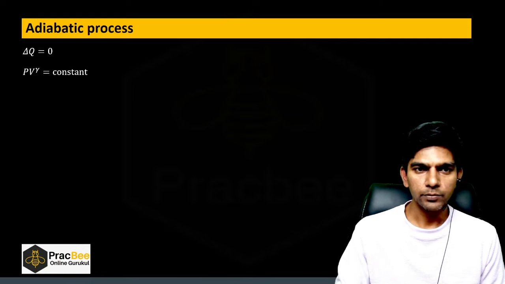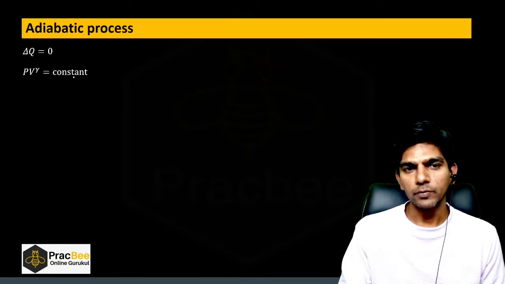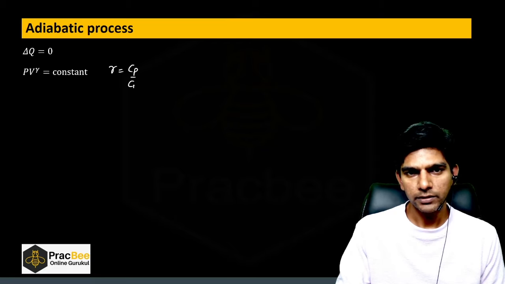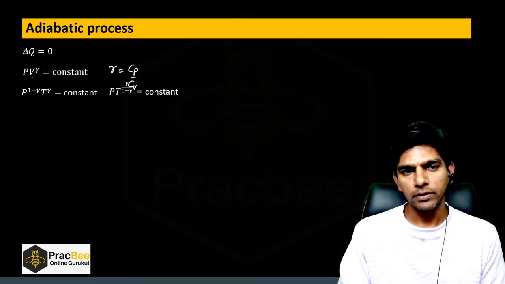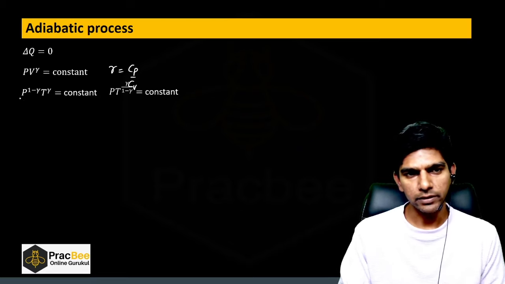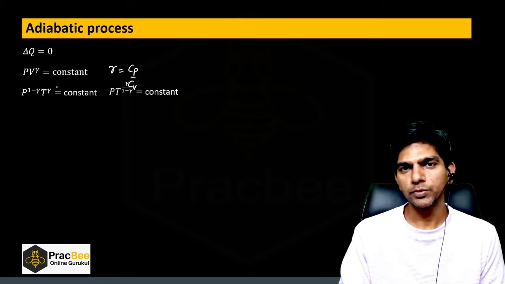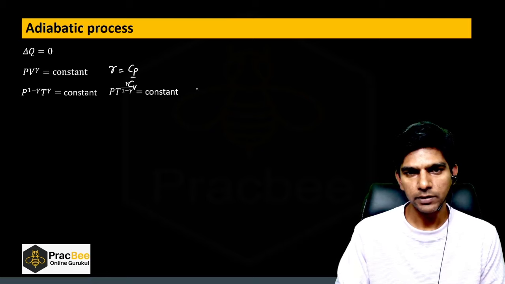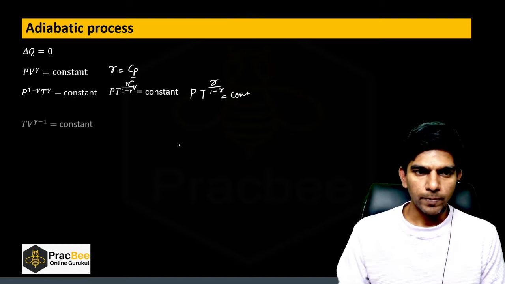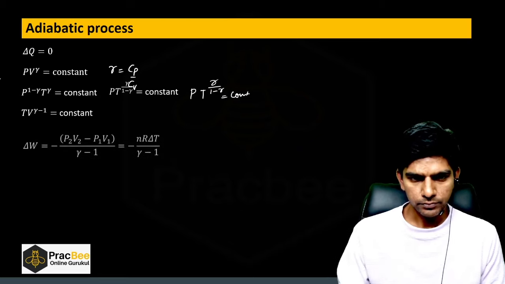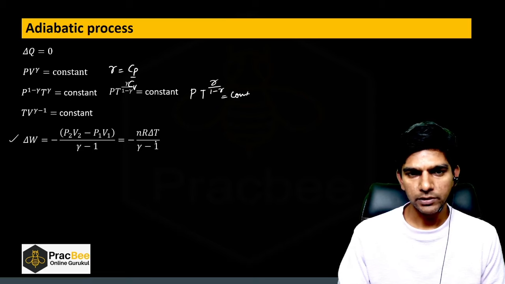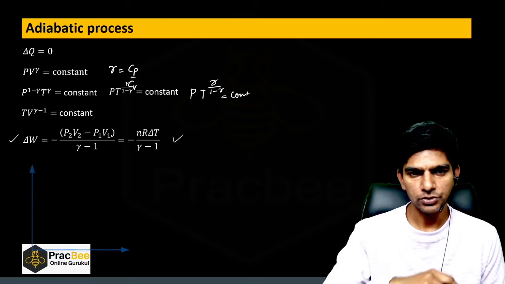And in an adiabatic process, PV raised to power gamma is constant, where gamma is Cp by Cv, right? We can also write a relation between pressure and temperature: P raised to power 1 minus gamma times T raised to power gamma equals constant, or we can further simplify this, where P to the power gamma upon 1 minus gamma is constant, and T raised to power gamma minus 1 is constant, right? So you should remember these proportionalities. And work done in an adiabatic process will be given by this formula, which we have already studied in the section on work done.